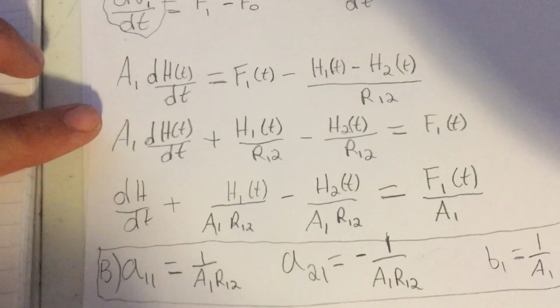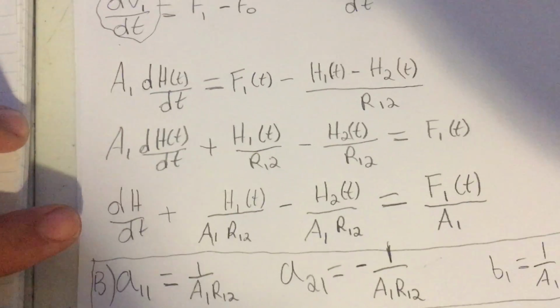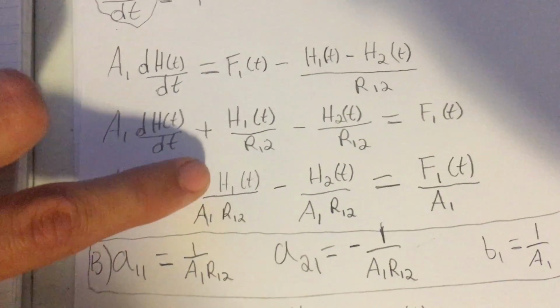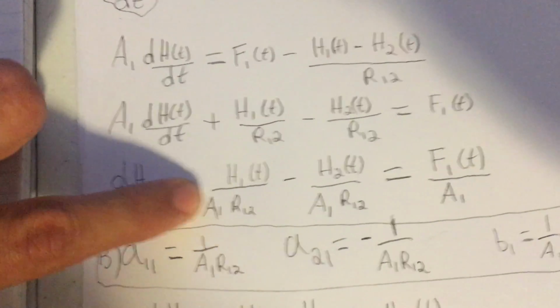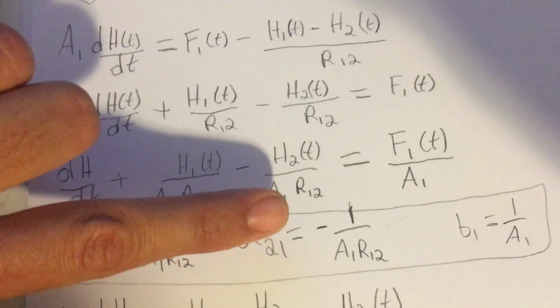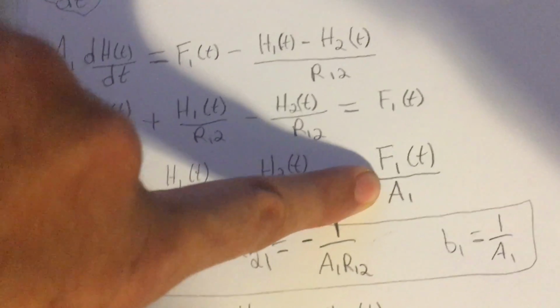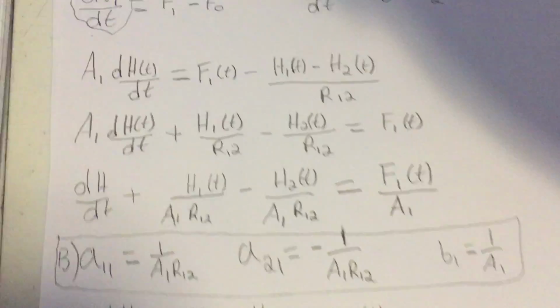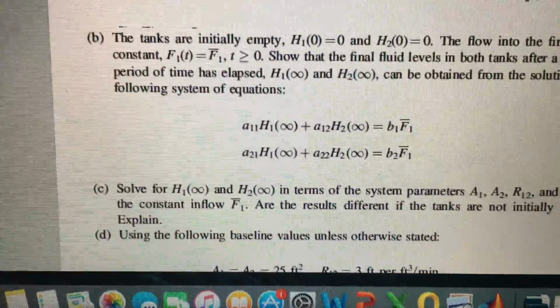Simplify your equation, and you'll see that the change in height over the change in time, plus the height of tank 1 divided by area 1 R12, minus height of 2 divided by area 1 R12, is equal to the flow rate in divided by A1. This should look pretty similar to that. See that?